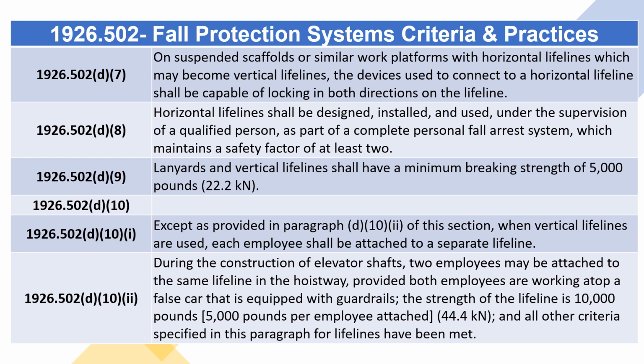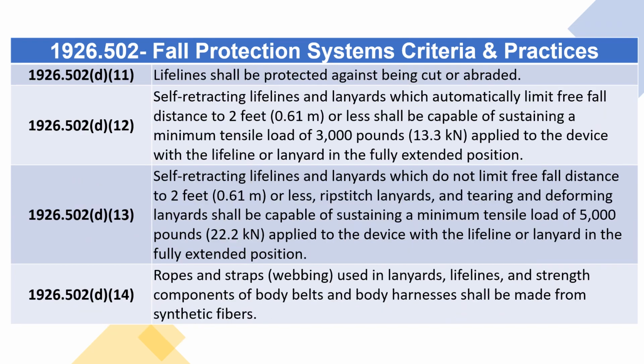1926.502 D10(2). During the construction of elevator shafts, 2 employees may be attached to the same lifeline in the hoistway, provided both employees are working atop a false car that is equipped with guardrails, the strength of the lifeline is 10,000 pounds (5,000 pounds per employee attached, 44.4 kN), and all other criteria specified in this paragraph for lifelines have been met. 1926.502 D11. Lifelines shall be protected against being cut or abraded.